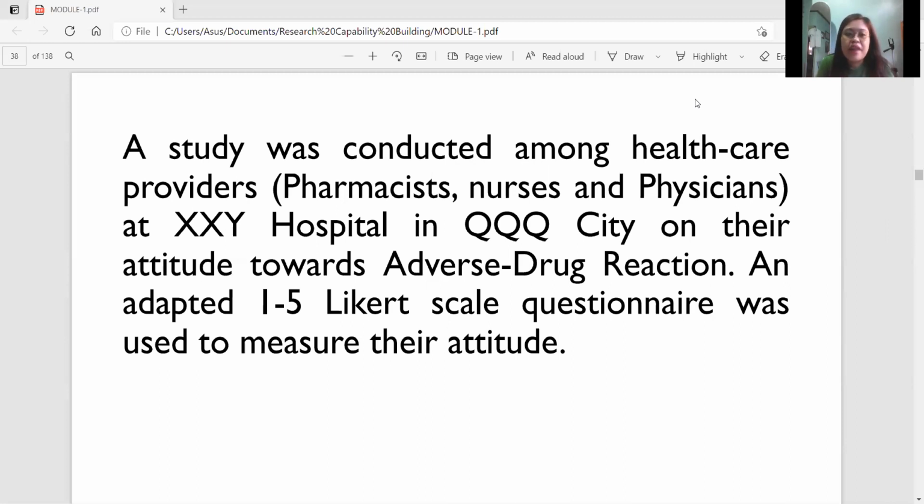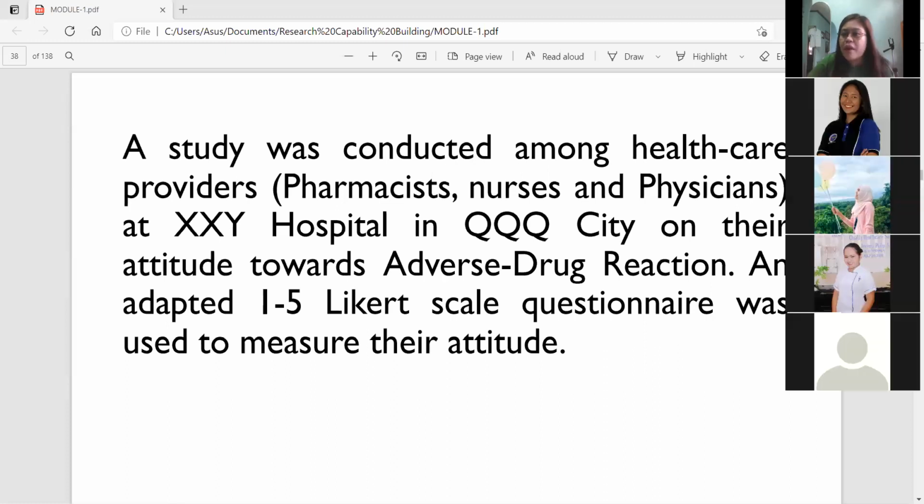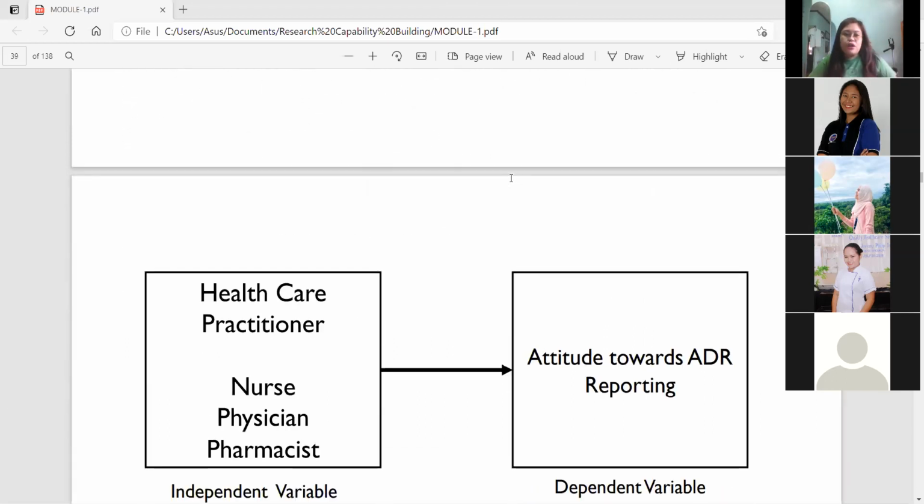So an adapted 1 to 5 Likert scale questionnaire was used to measure their attitude. So the researcher wanted to know unsa ba ang attitude sa mga medical professionals in terms on adverse drug reaction. So gusto niya mabalaan 3 ka buok, so naay 3 ka grupo. So again, dili applicable si t-test dinhi kasi 3 na class ang grupo.